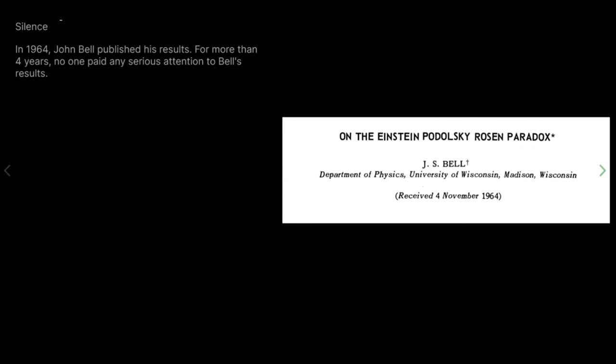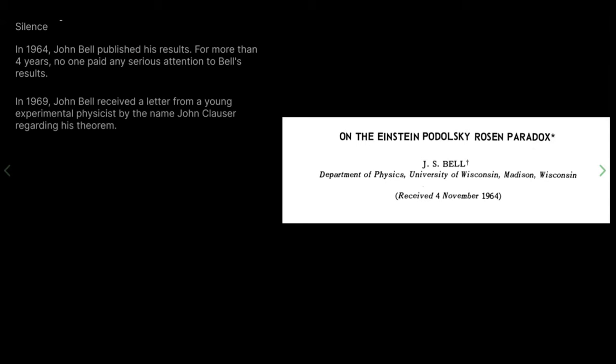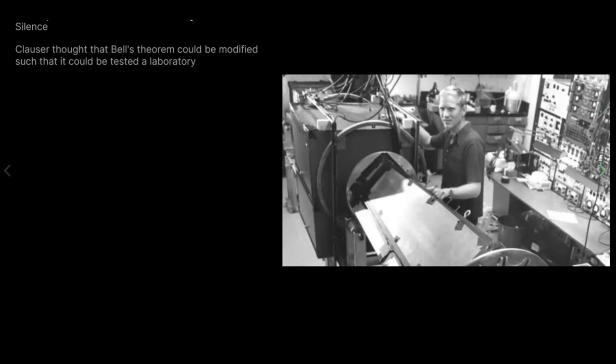And in 1964, John Bell published this result, and for more than 4 years he was ignored, and no one paid any attention to him. And in 1969, Bell received a letter from a young experimental physicist by the name of John Clauser regarding his theorem. This apparently was the first communication that Bell had received from any physicist regarding Bell's theorem. Clauser thought that Bell's theorem could be modified such that it could be tested in a laboratory. His supervisor rebuffed him and told him not to work on this, because he was probably wasting his time on something that did not have any practical consequence, but was just metaphysical speculation.